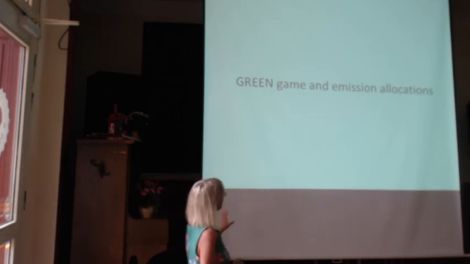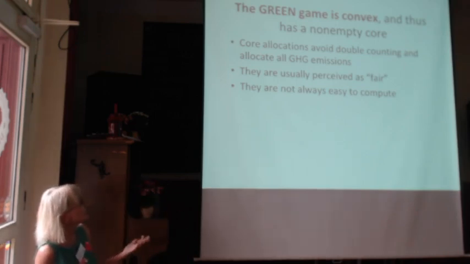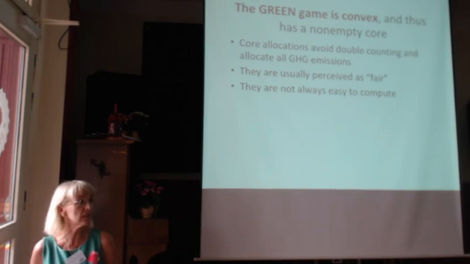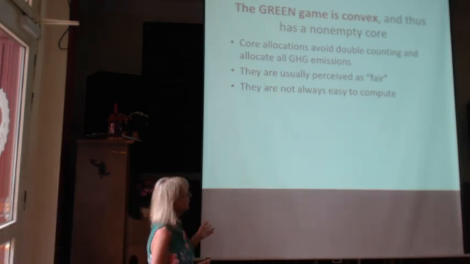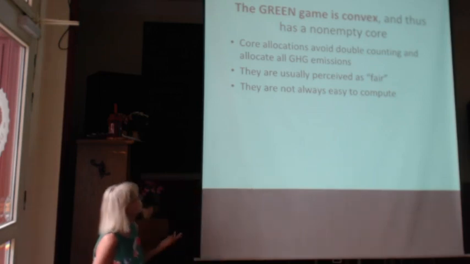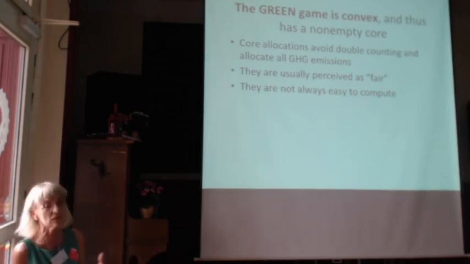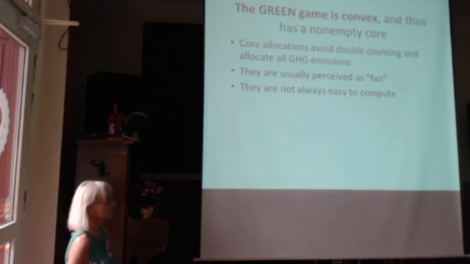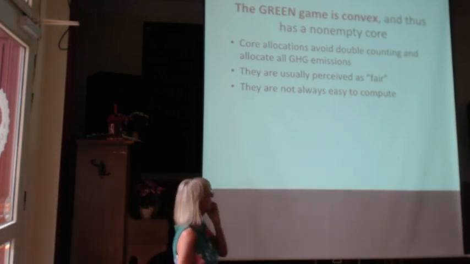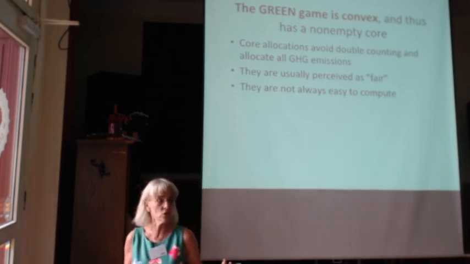And so when we look at our game on allocations of emissions, just by the definition of the game, we find it's convex, which is good because it means it has a non-empty core, so we can easily find allocations that are fair. It can be easy to compute sometimes, and we avoid double counting. With a core allocation, we have efficiency, which means we will not have some of the emissions accounted for twice. In addition, because the game is convex, the Shapley value does belong to the core, which is a good thing in this case.